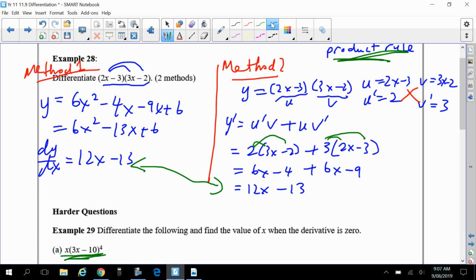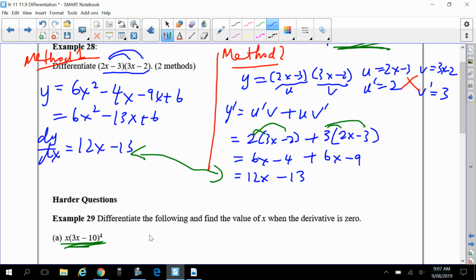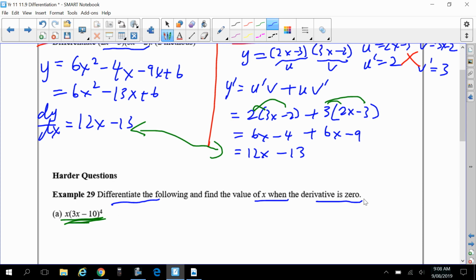Okay, so we're going to do a hard question. We've done a demonstration on quite a straightforward question. Now we're going to do a harder one. And not only do you have to differentiate, you have to find the value of x when the derivative is 0. So there's a lot of algebra involved. Make sure you pay full attention.